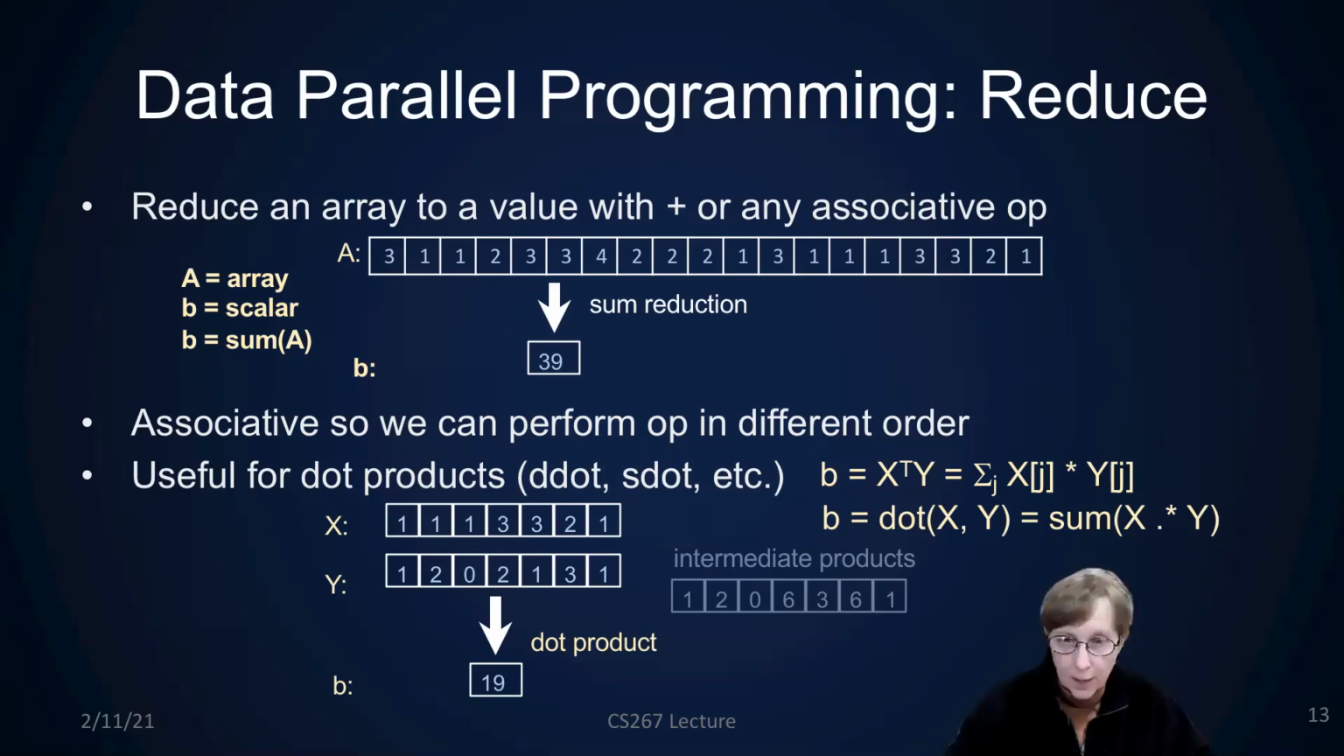But at a higher level, we're going to use this to, for example, add up all of the elements of the array. And we can do things like dot products, where we're computing, say, the dot product of X and Y. And that gives us the sum of the products of the pairwise elements of X and Y.